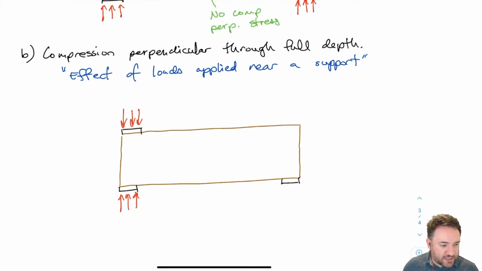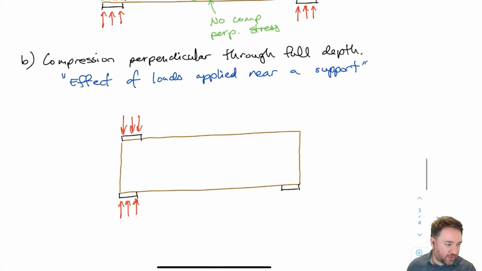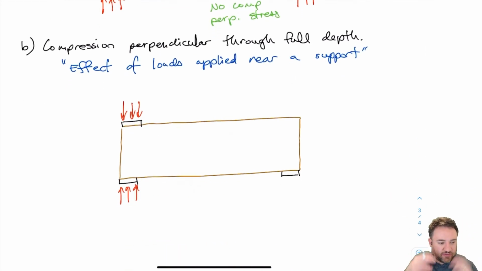So let's say that this time I have a similar kind of beam, maybe the same geometry of beam, but instead of the load being applied near the middle like it was up here, now the load is applied near the location of a support. Now, this is not the only case where I'll run into this kind of situation, but this is the most common case, which is why the standard calls this case the case for effects of loads applied near a support.